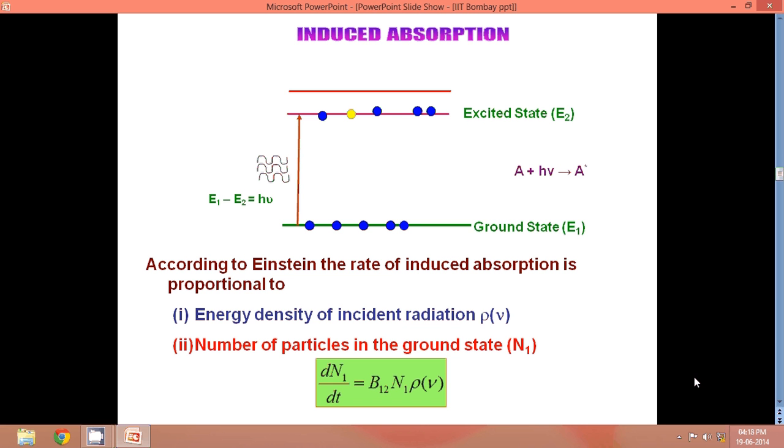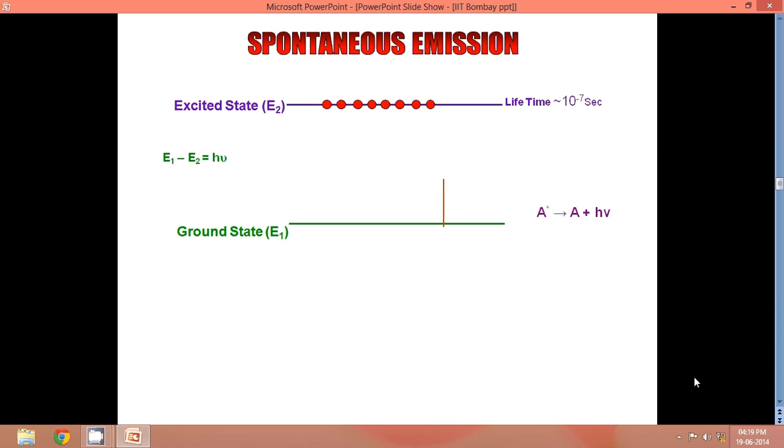According to Einstein, the rate of induced absorption, that is dN1 by dt, is directly proportional to the energy density of the incident radiation, that is energy per unit volume, and it is also directly proportional to the number of atoms present in the ground state N1. Here B12 is called the Einstein coefficient of induced absorption.